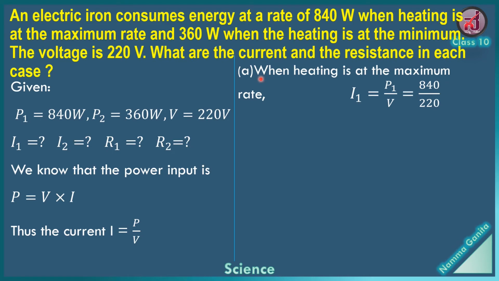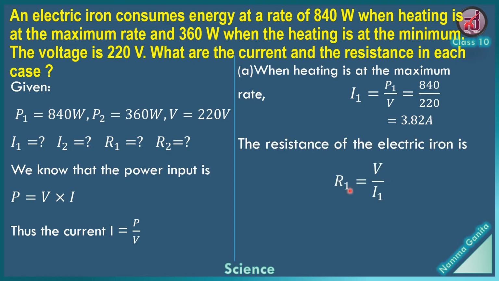Substitute the values. Consider the first case, when heating is at the maximum rate. I1 is equal to P1 divided by V, that is 840 divided by 220. The zeros get cancelled. Answer is 3.82 ampere. Next, we have to find the resistance.